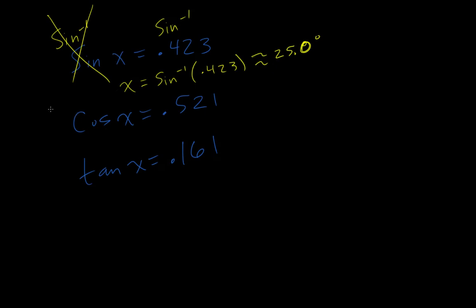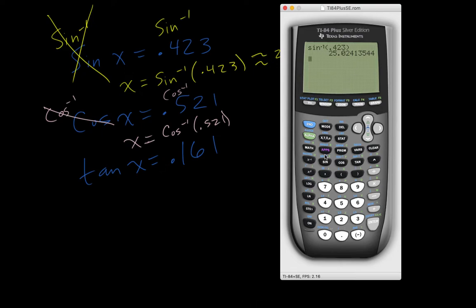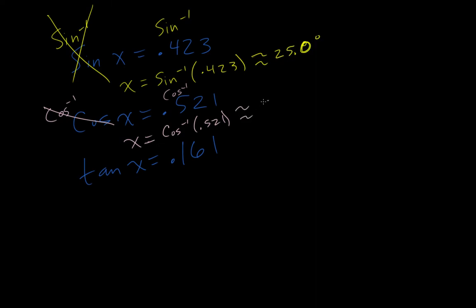Okay, the next one, we would use an inverse cosine. So those cancel, we're left with x right there. We get the inverse cosine of 0.521. Go to our calculator, second cosine, 0.521. We get 58.6. And once again, that's in degrees because we set our calculator to degrees.